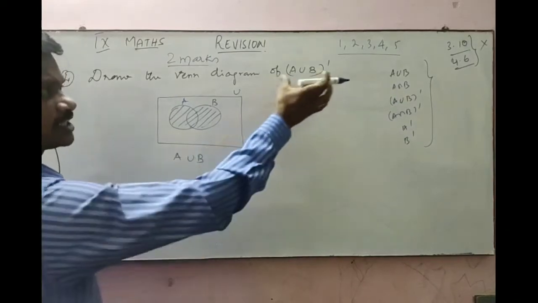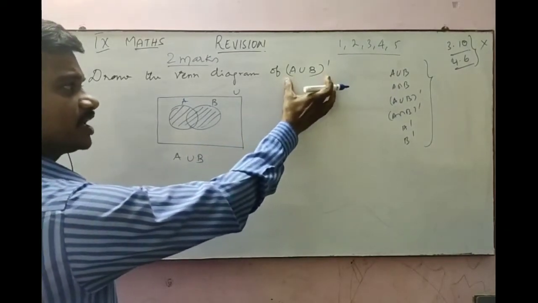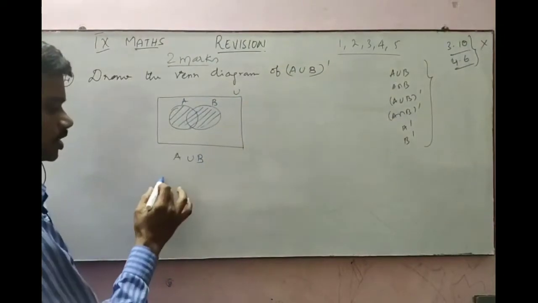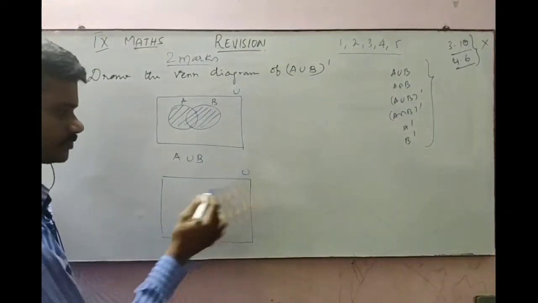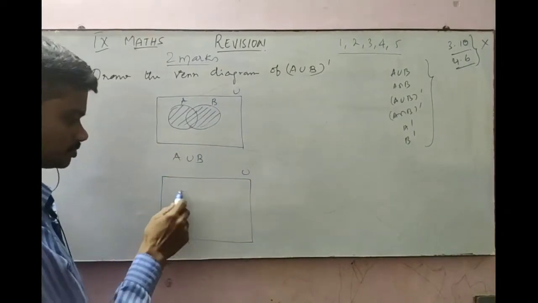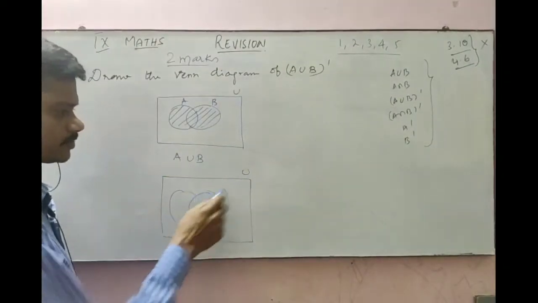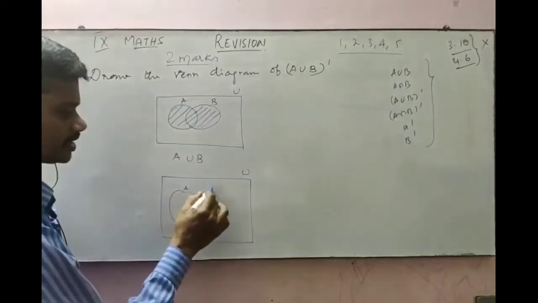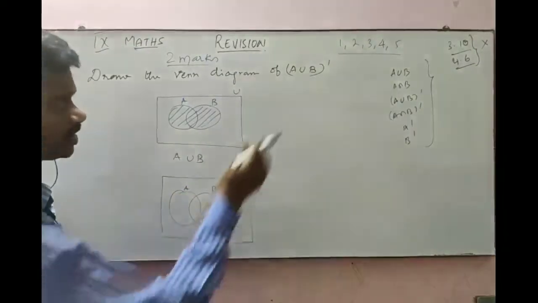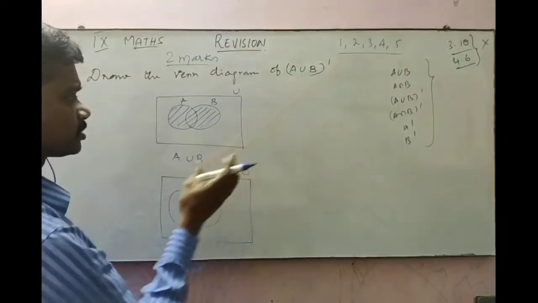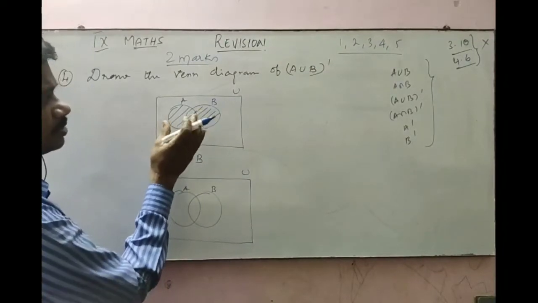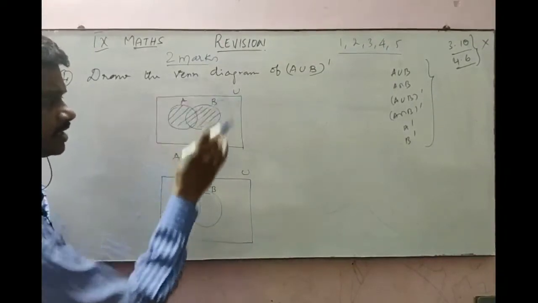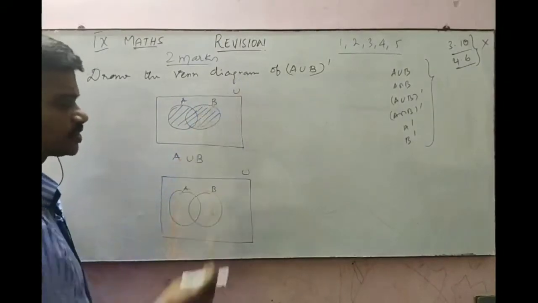But they ask you to find the Venn diagram of (A union B) whole dash. So again I am going to draw the answer diagram. This is the answer diagram. For that you have to take the universal set again, and here again A and B. (A union B) whole dash means you have to take the value of A union B, and except the A union B, you have to take the remaining portion of the universal set.